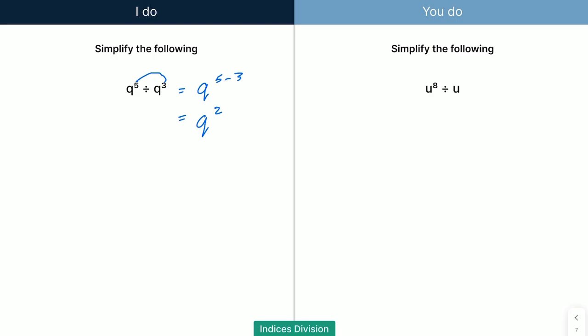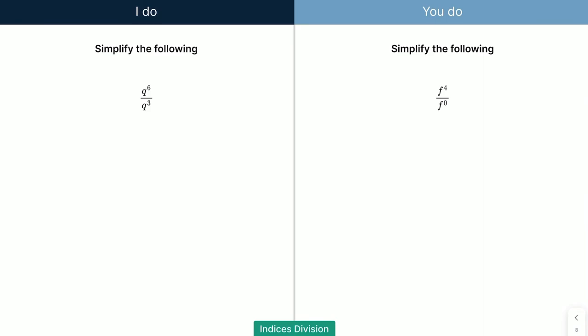So hopefully you've pressed pause and had a go at the example on the right. It's worth bearing in mind here, the power here is 1, although it's not there. So when the power is not there, you just treat it as 1. So that is just going to be u to the power of 8 minus 1, which is just u to the power of 7. Now moving on, now we can write this exact same thing as a fraction, okay?